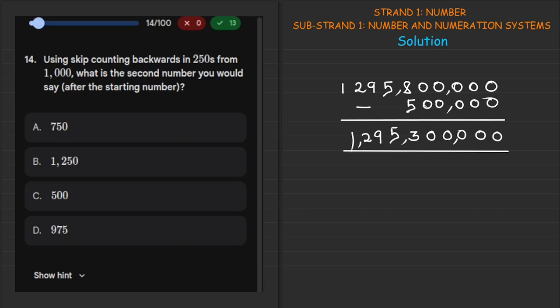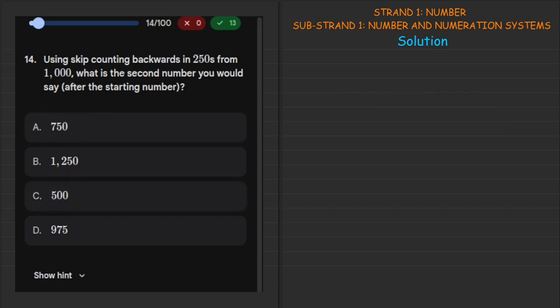Question number 14. It says using skip count backwards. We are skip counting backwards in 250s from 1,000. What is the second number you would see? That is after the starting number. So our first number is 1,000. Take note. It says what is the second number we will see? The first number we are going to say is 1,000. Then the second number would have to take out 250 from this.